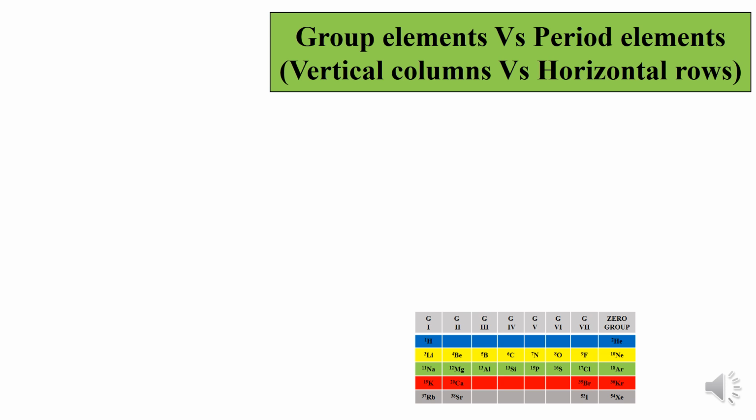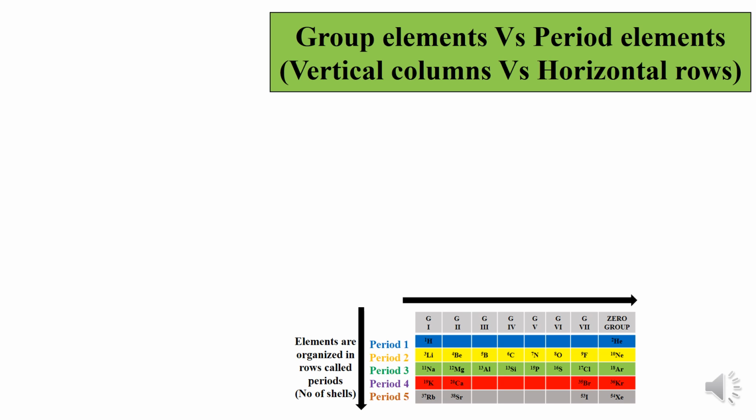Here's a simplified and condensed version of the periodic table. In the periodic table, the elements are organized in rows called periods based on the number of shells, like period 1, period 2, period 3, period 4, period 5, and so on. Elements in the periodic table are also organized in columns called groups based on the number of valence electrons.